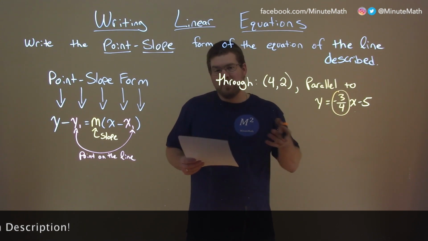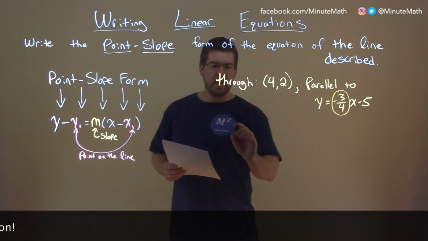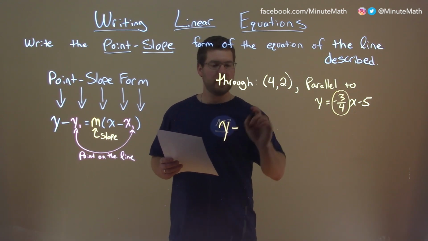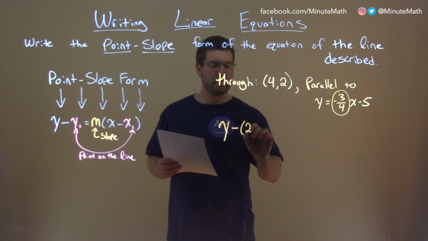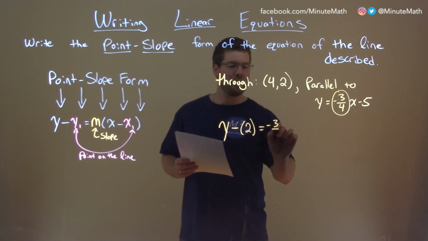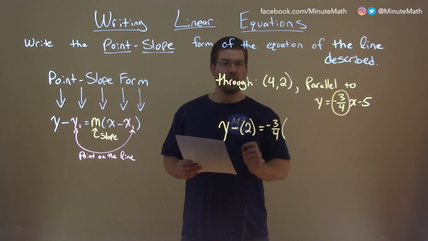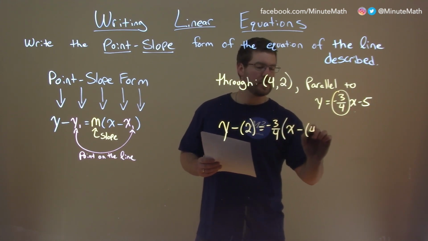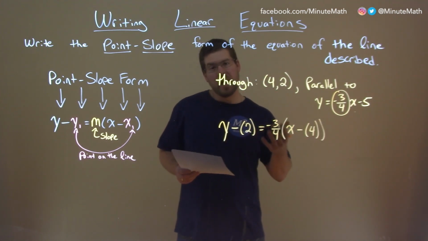With that information, we actually can put it all together. We have y minus y1, which is a point that's given here, which is 2, is equal to our slope, negative 3/4, times x minus x1, which is 4 here. And there we have our answer.